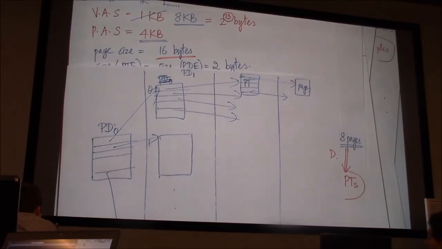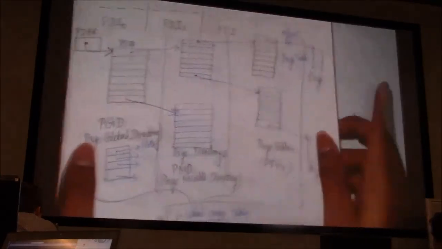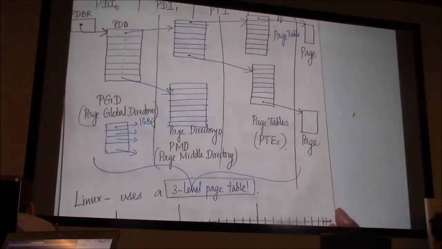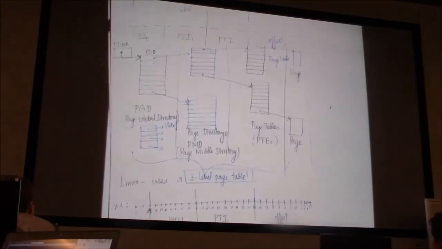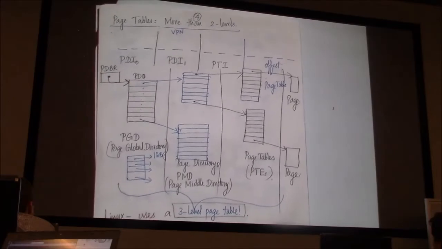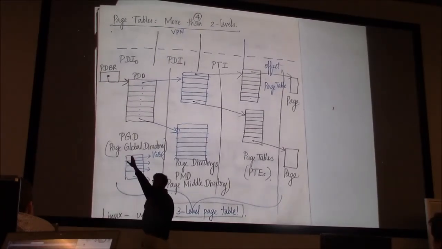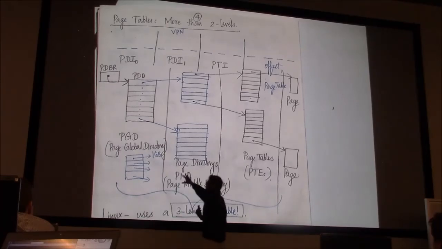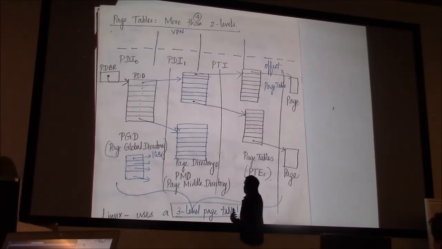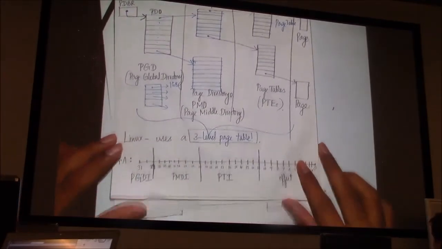Yeah, I think I will just complete with this. This is how a 3-level page table is organized in Linux. Exactly in Linux, this is how it is organized. So you can see in Linux, these are the names that are actually used. The first level is called the page global directory. The second level of page directories in Linux is called the page middle directory. And then we have the page tables. And so Linux uses a 3-level page table.